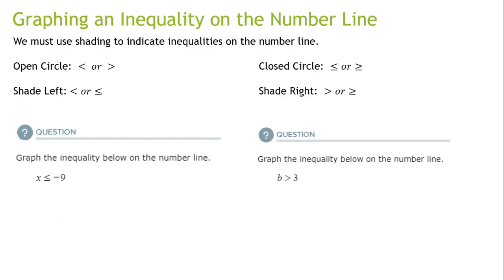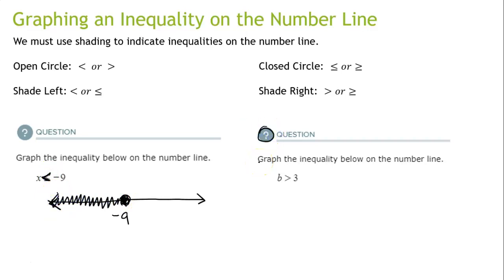All right, let's try some with less thans. We're going to graph the inequality below on the number line. We're still under the same topic, so no need to make a new section in your notebook. We've got our number line here. We're trying to graph -9, and I want to shade where it's less than or equal to -9. Notice the arrow points to the left for less than, and so we shade to the left.